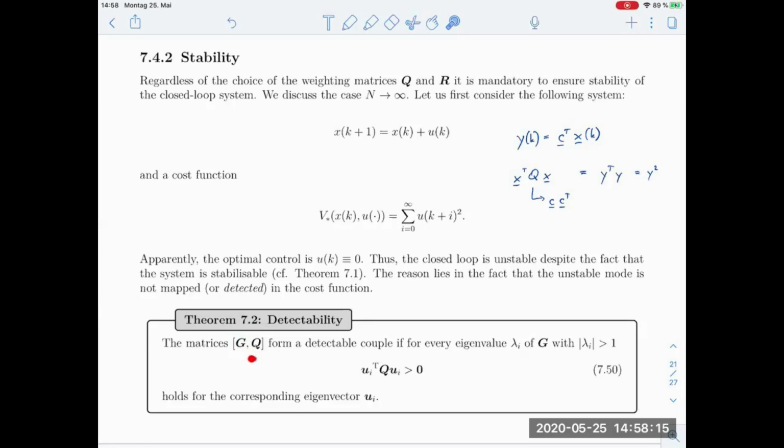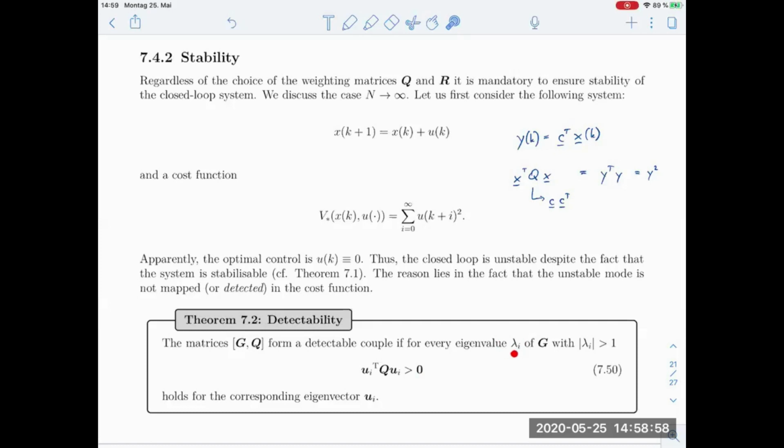And we call G and Q a detectable couple, defining a system which is detectable if for every eigenvalue which is unstable, outside the unit circle, we get particular eigenvectors ui of this matrix G for this unstable eigenvalue, that we can take as if it was a state vector, this mode shape, if you want. And if we weigh it by the Q matrix, then this weighted scalar, this cost term, would have to be greater than 0.